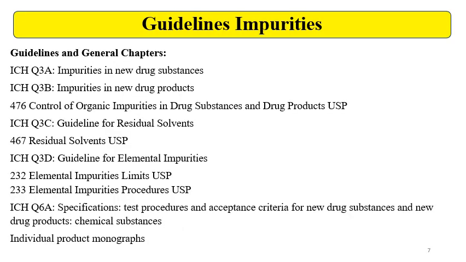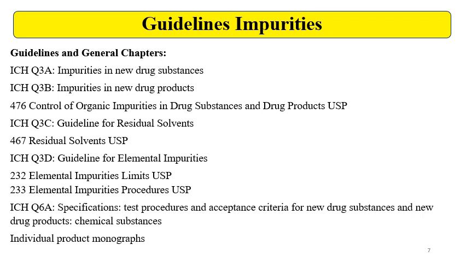Now coming to the guidelines for impurities. There are many guidelines for impurities. Mainly I am covering here the ICH guidelines, USFDA guidelines, and some of the EMA guidelines. So ICH Q3A is the guideline for impurities in new drug substances. ICH Q3B is the guideline for impurities in new drug products. Then there is USP chapter 476 for control of organic impurities in drug substances and drug products.